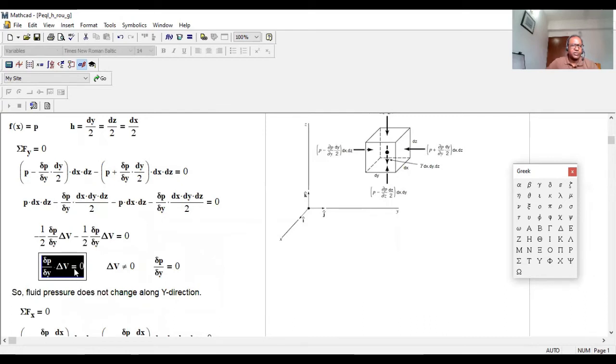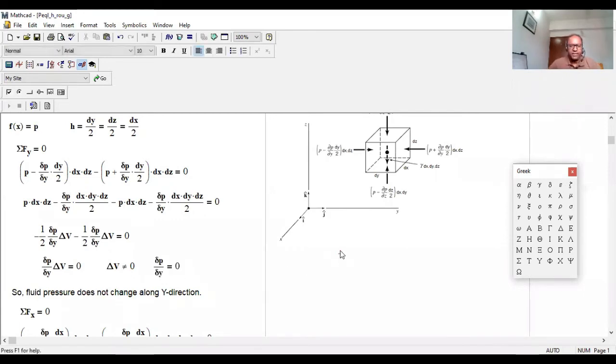So you can write down this one, right? And here the product of the two terms is 0, it is delta v times this one, but we don't know which one is 0. Is delta v 0? Is it possible? Volume cannot be 0, right? So obviously del p by del y is equal to 0. What does it mean?